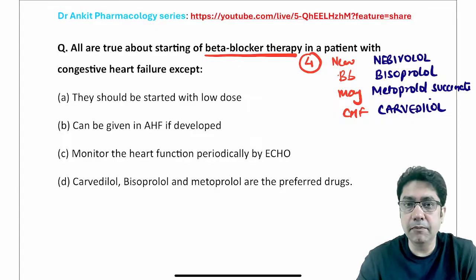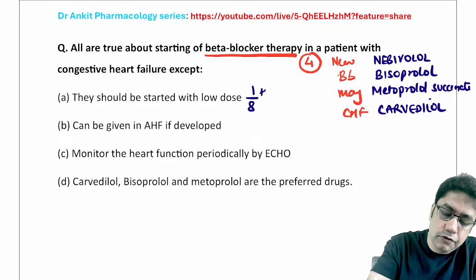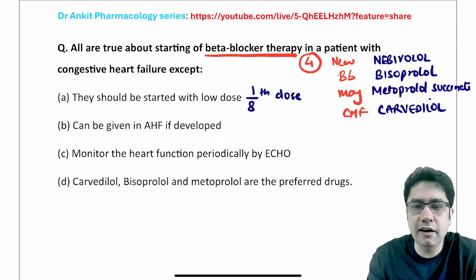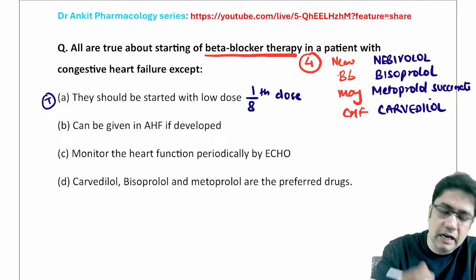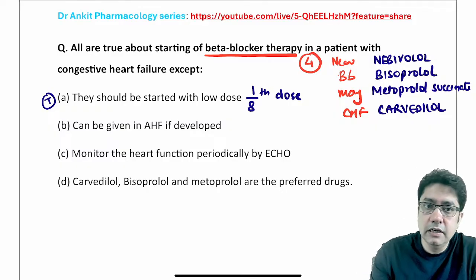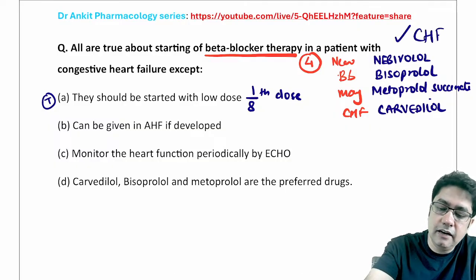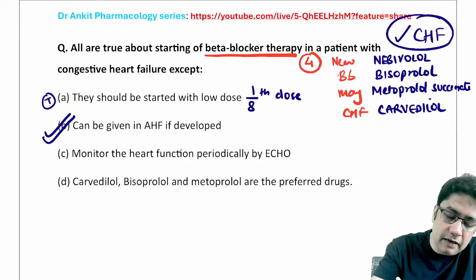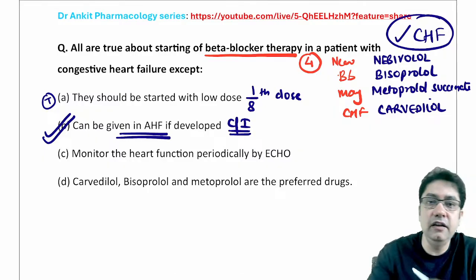So remember, when we start beta blocker in CHF, we start at 1/8 of the dose because a very high dose will suppress the heart and decrease the cardiac output. So we start with a low dose. So this is a true statement, and we gradually increase the dose of beta blocker in heart failure. Now remember, beta blockers are given in CHF, chronic heart failure, when the heart is dying slowly. But beta blockers are absolutely contraindicated in acute heart failure.